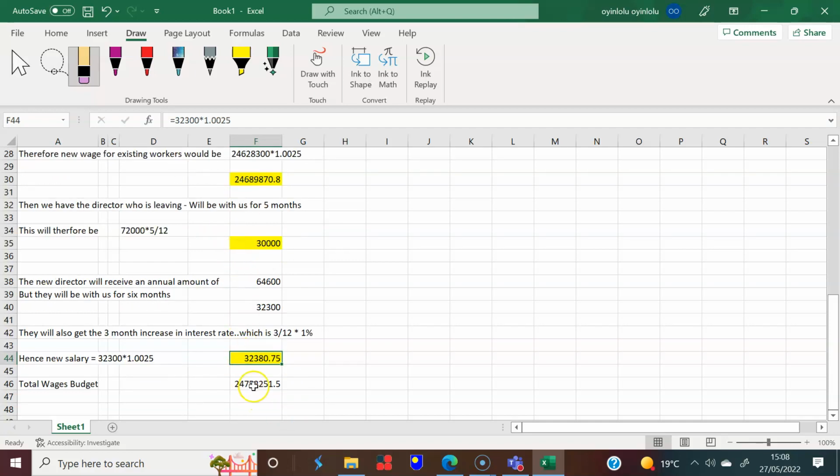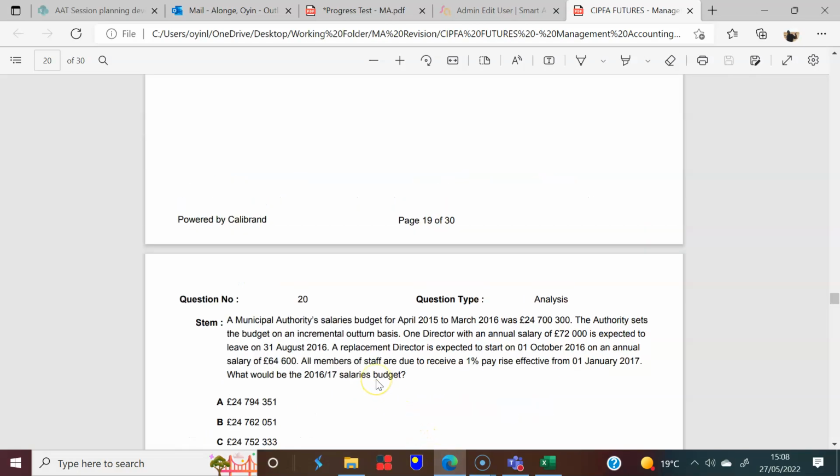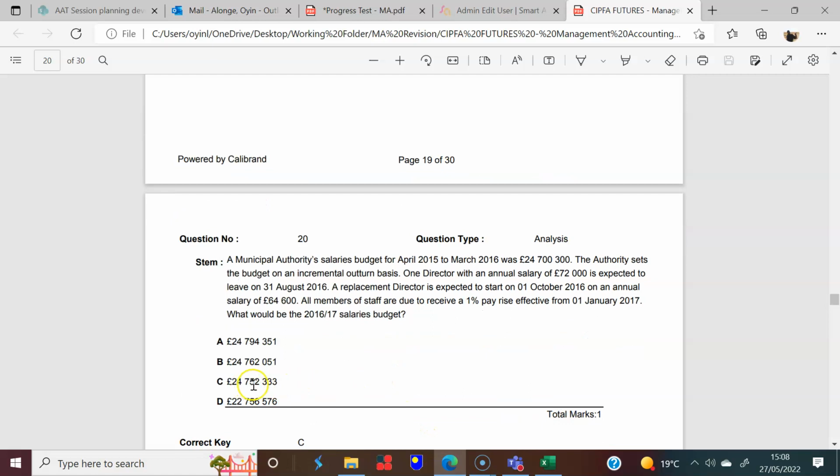So add all that together and you will arrive at 24,752,251. Yes, and that looks like C. Your answer there is C. Cool, great stuff. And that concludes this first set of questions from 15 to 20.